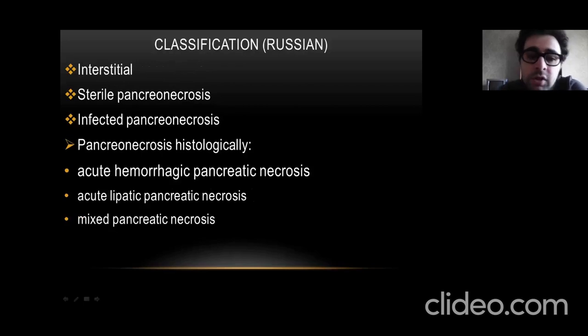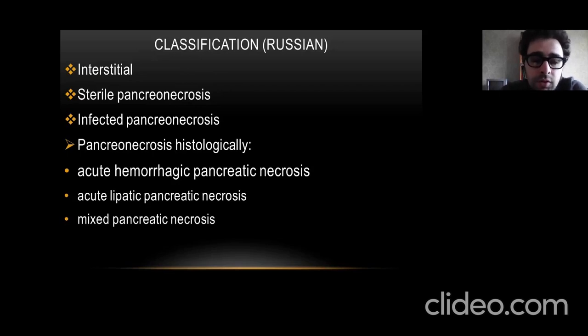Russian classification is pathogenetical. Pancreatitis can be interstitial, sterile pancreonecrosis, and infected pancreonecrosis. Pancreonecrosis is a local complication, the destruction of tissue. Why is this classification pathogenetical? Because it gives the pathogenesis of pancreatitis. Firstly, there is only reactive parenchymal inflammation. Then comes destruction of pancreatic cells because of inflammation, and then infection is added to this, and sterile pancreonecrosis becomes infected pancreonecrosis.